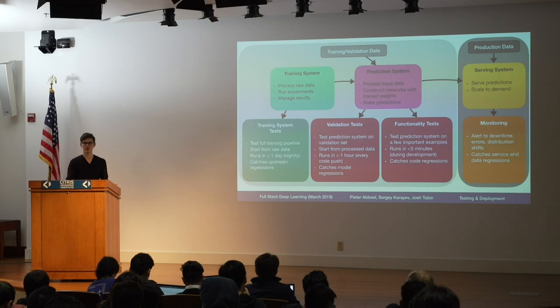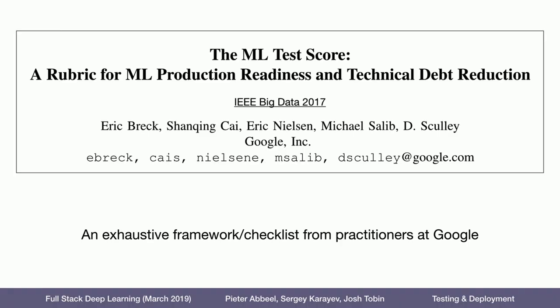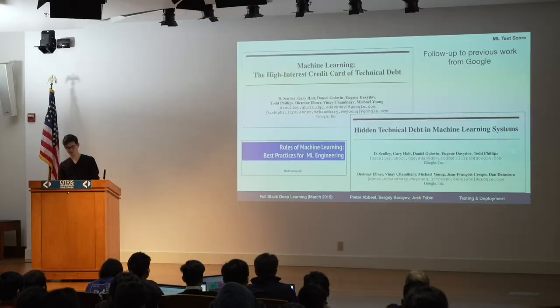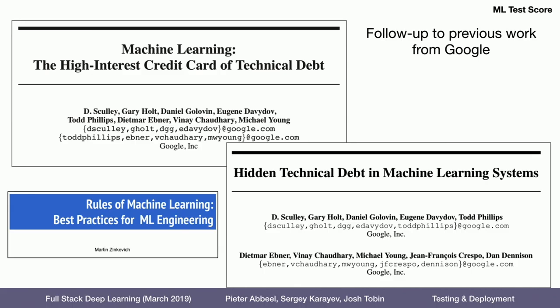All right, I'll keep going, but I'll bring the slide back up so you can ask more questions. There's a paper from Google that came out in 2017 called The Machine Learning Test Score: A Rubric for Machine Learning Production Readiness and Technical Debt Reduction. It's by the same people that did the machine learning high interest credit card of technical debt. That group at Google did a couple of papers highlighting problems, and then in 2017 they put out some guidelines for addressing those problems. There's also a cool document called The Rules of Machine Learning: Best Practices for Machine Learning Engineering, from an engineer at Google. It doesn't go into deep learning at all, but it's really good advice for deploying a machine learning system in your organization.